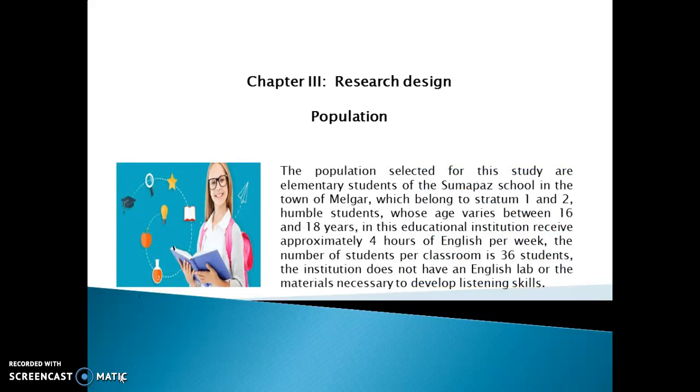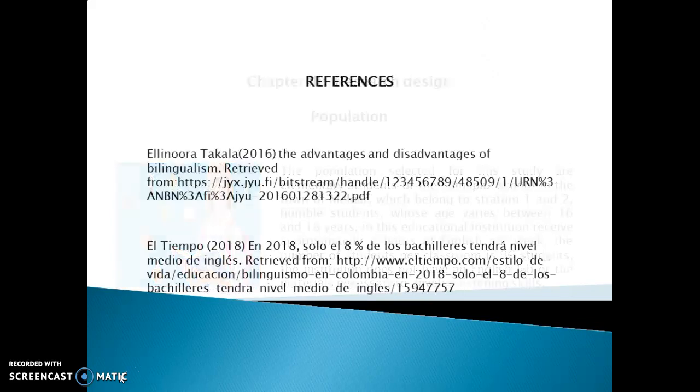Population. The population selected for this study are students of the Suma Paz School in the town of Melgar, which belong to Strata 1 and 2. They are humble students whose ages vary between 16 and 18 years. In this educational institution, they receive approximately 4 hours of English per week. The number of students per classroom is 36. The institution does not have an English lab or the materials necessary to develop listening skills.